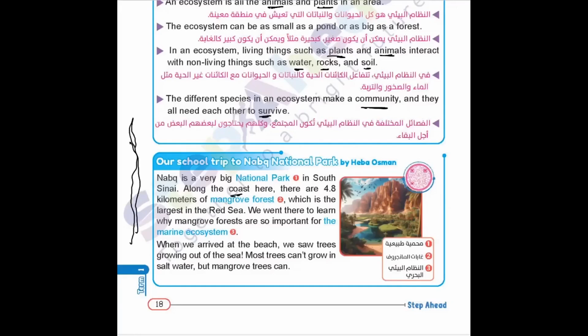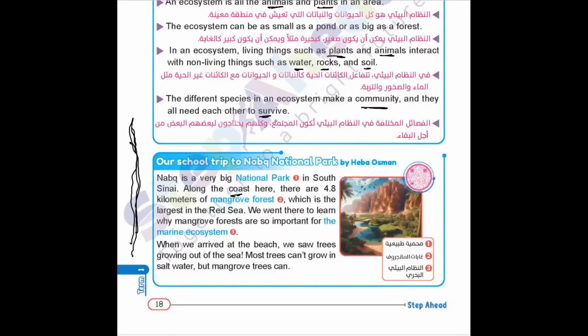There are 4.8 kilometers of mangrove forest. So all of these coasts are full of mangrove forest, which is the largest in the Red Sea. Yes, the largest forest in the Red Sea. We went there to learn why mangrove forests are so important for the marine ecosystem. They did this trip to understand more about mangrove trees and forests, and why they are very important for the marine ecosystem. Now we will know more details about that.